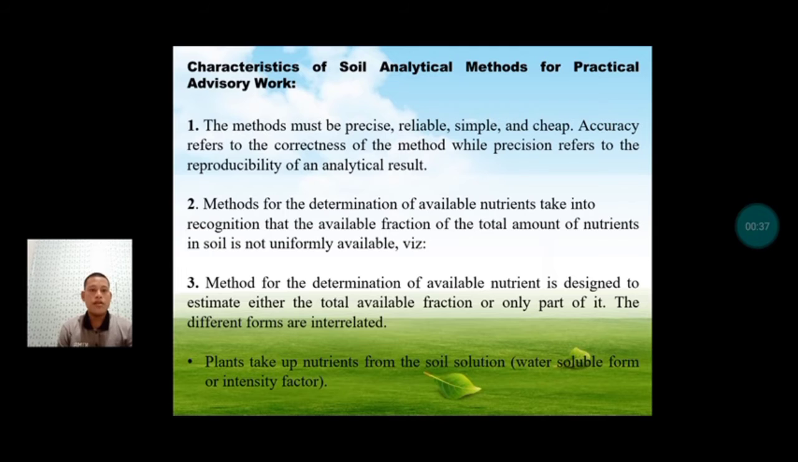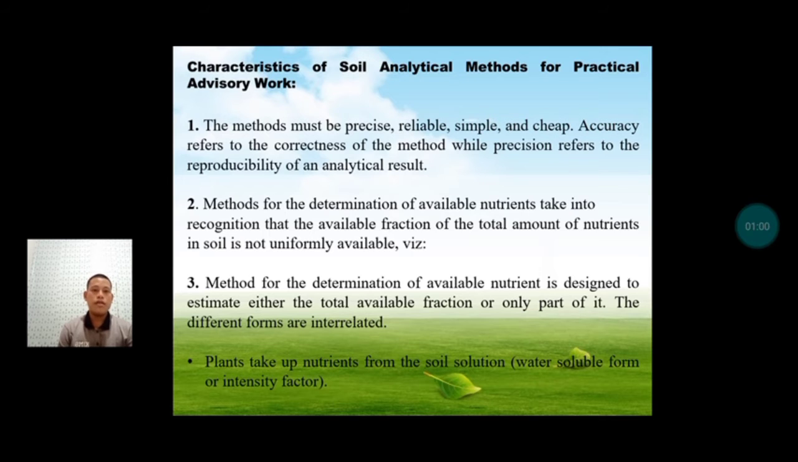2. Methods for determination of available nutrients take into recognition that the available fraction of the total amount of nutrients in soil is not uniformly available. So, they must have the correct knowledge of the different fertilizers to use in the soil, what kind of fertilizers are needed, and the amount.